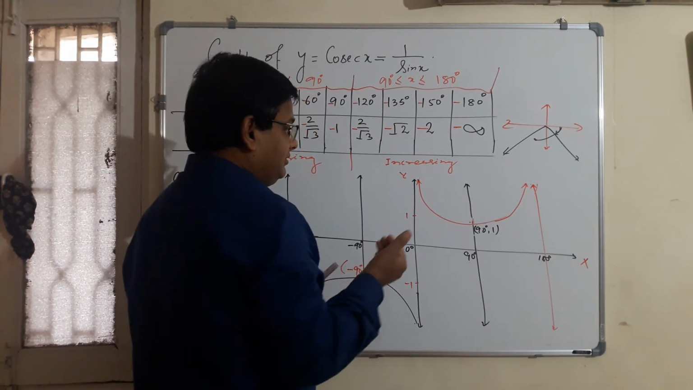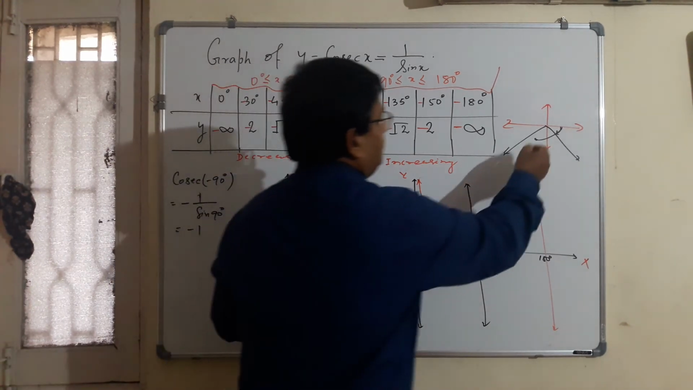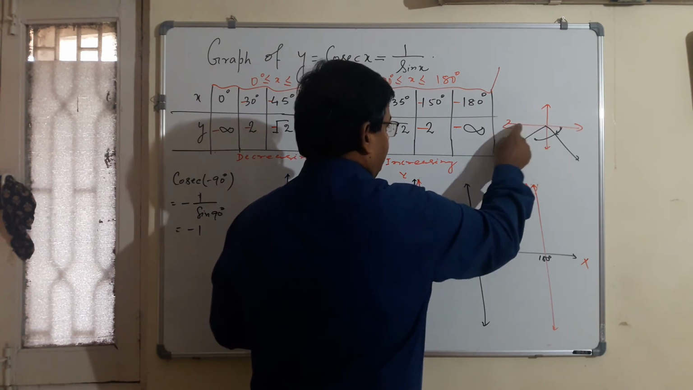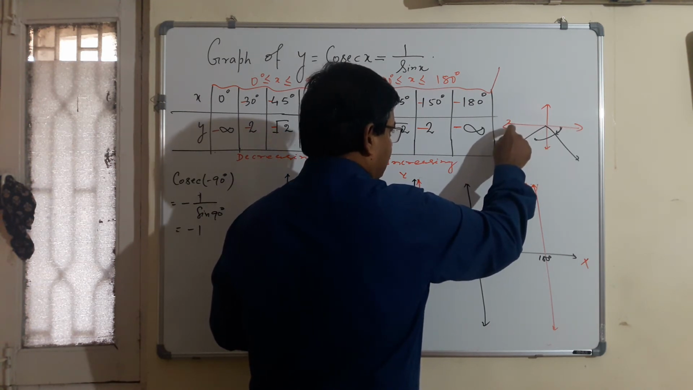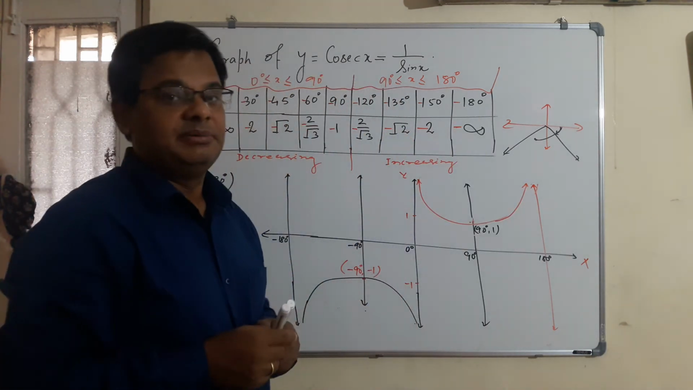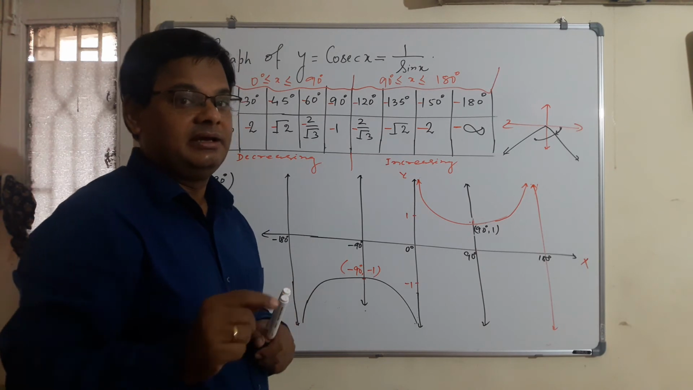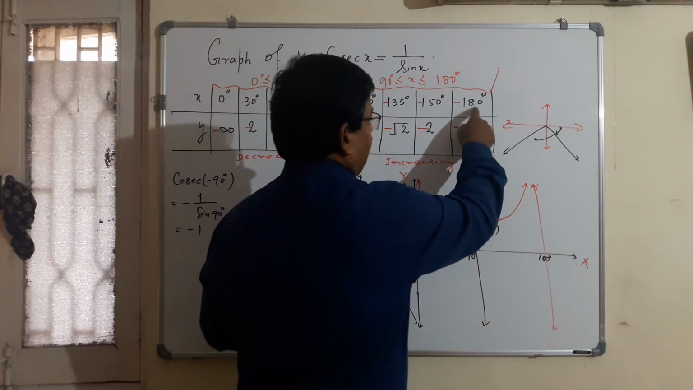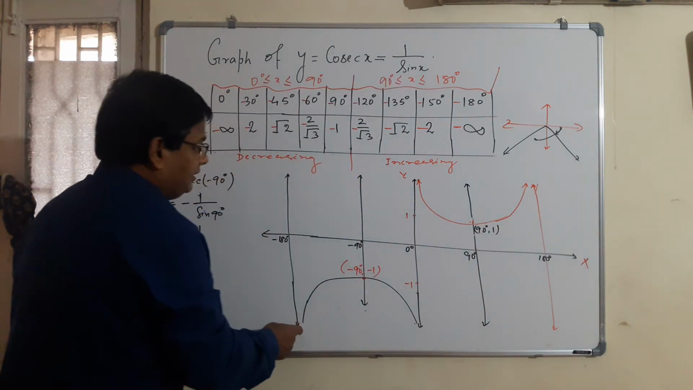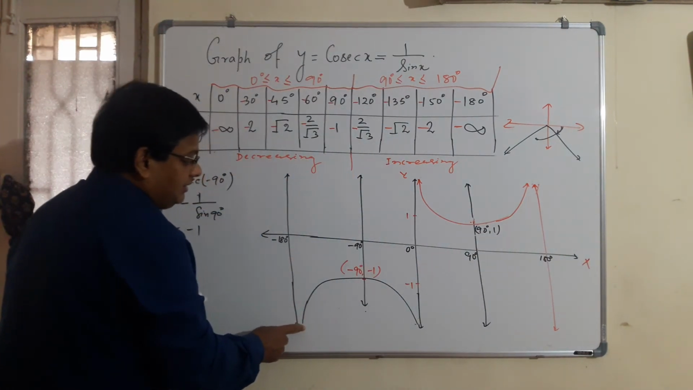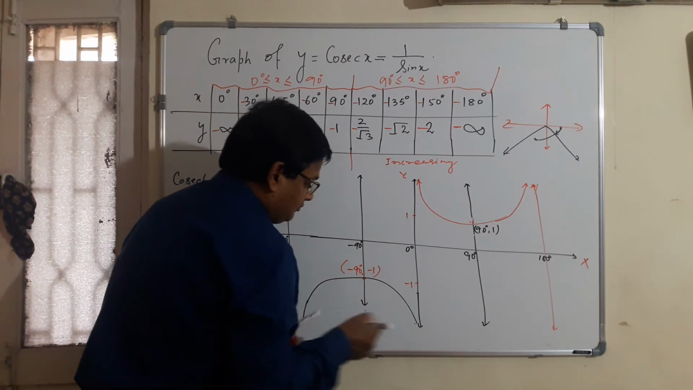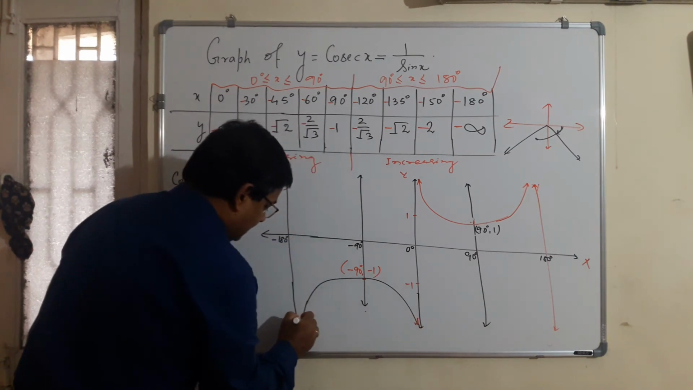Minus 180 degree means slightly less than minus 180 degree. See here, minus 180 degree, but slightly less than 180 degree means minus 179.9999, minus 179.999, then the value becomes very large and will be here. So this is your graph of y is equal to cosec x.